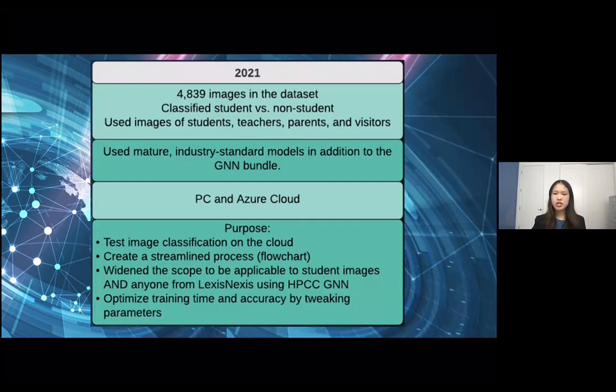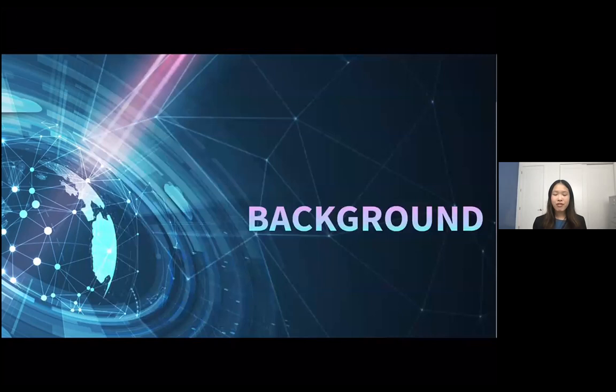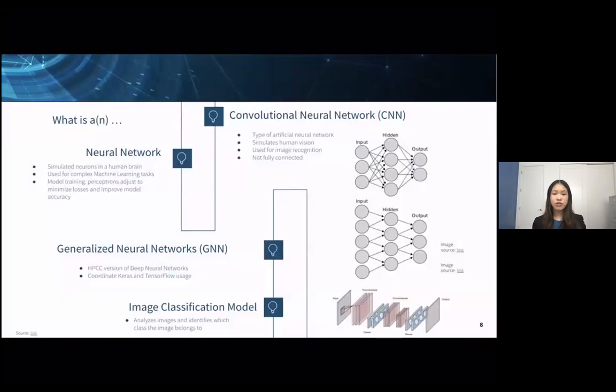Everything from this project is applicable to anyone in the wider community using the HPCC Systems GNN bundle. So now for some quick descriptions. What is an artificial neural network? Initially it simulated a human brain, and it's ideal for large, complex machine learning tasks. Some things we might be familiar with are Google Images, Siri voice recognition, or YouTube recommendations. The objective of model training is to minimize losses and improve the model's overall accuracy.